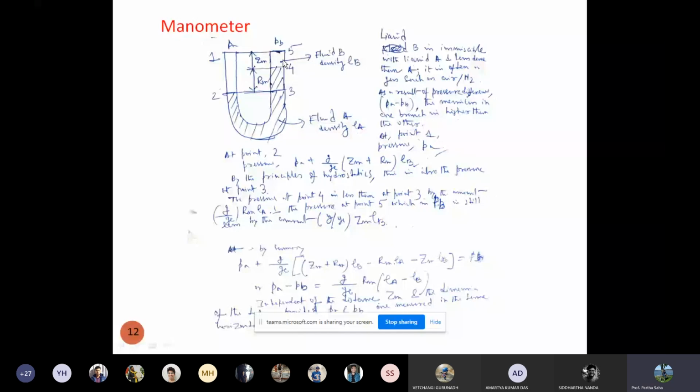That will be the pressure at point 5. But by the principle, at point 5 I have assumed the pressure is PB. So if we put all this together, PA plus g/gc (Zm plus Rm) rho B, that is this pressure, minus Rm rho A, that is the pressure drop to point 4, minus Zm rho B, that is the drop to point 5. That will be the pressure PB. If you simplify this expression, you get PA minus PB equals g/gc Rm (rho A minus rho B). So that is the expression for the pressure.